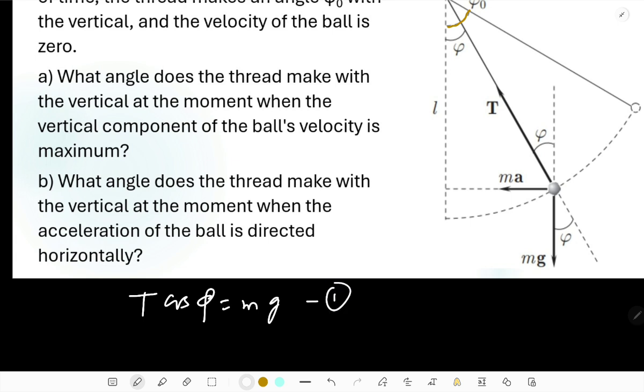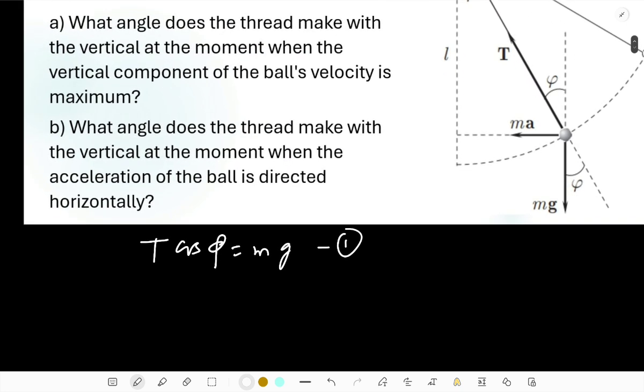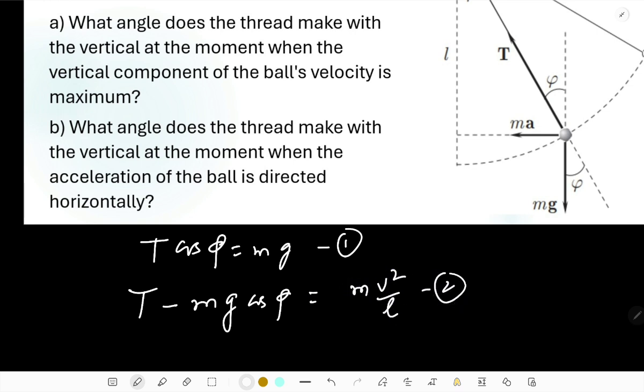Forces that act along the radial direction: one force is inward, that is T, and the force acting outward is the component of mg, that is mg cos phi, and that is going to be equal to mv squared upon L. L is the length, L is the radius of the circle in which this ball is moving.